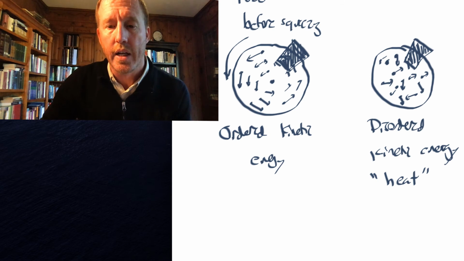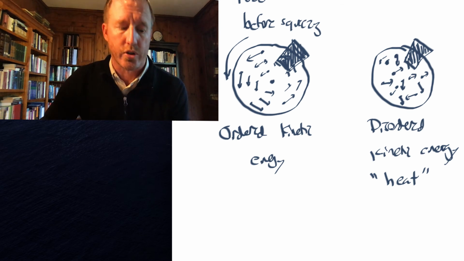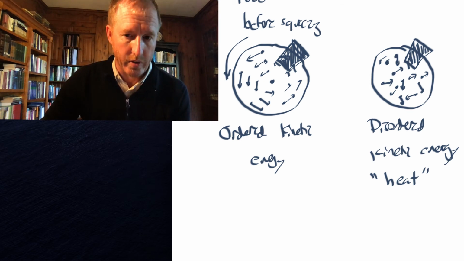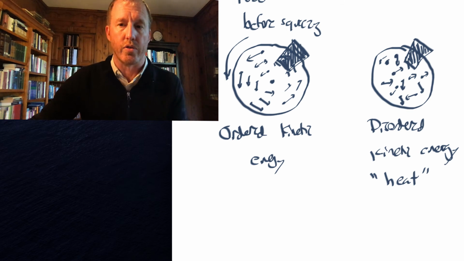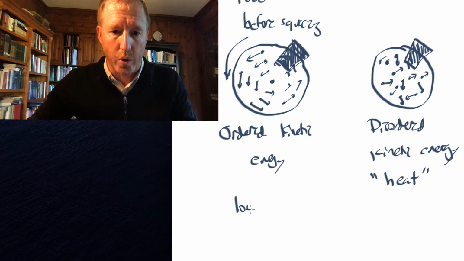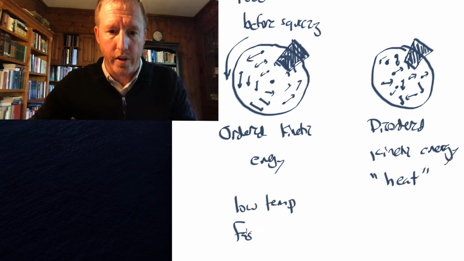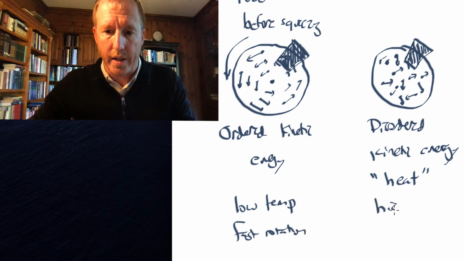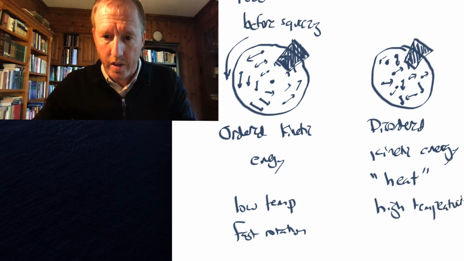Again, the idea is that heat is not a separate kind of substance, an independent substance. Rather, it's a state of motion associated with randomness. That's the central feature of this new or kinetic theory of heat. So whereas this was at a low temperature and fast rotation, this would be at a high temperature, relatively high temperature, and no rotation.